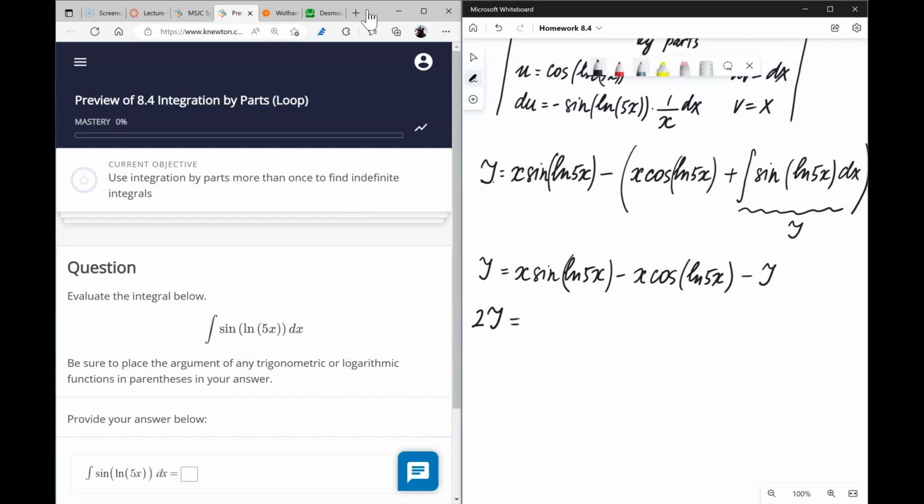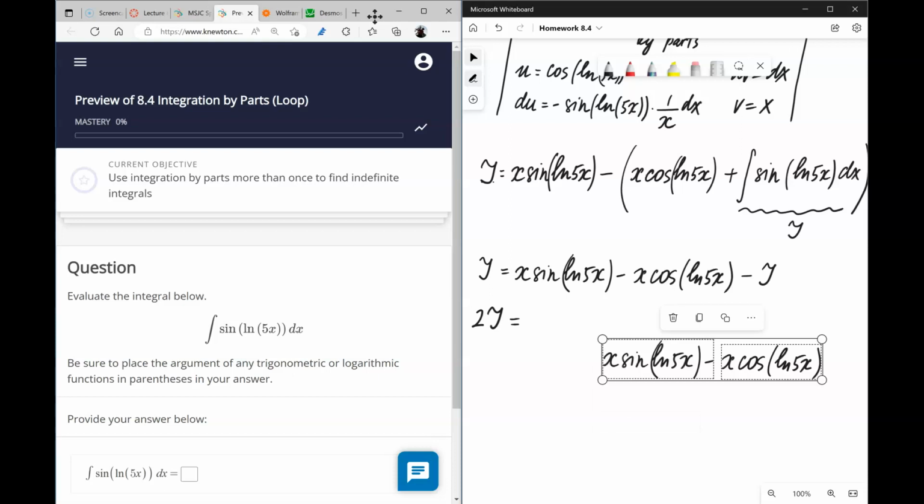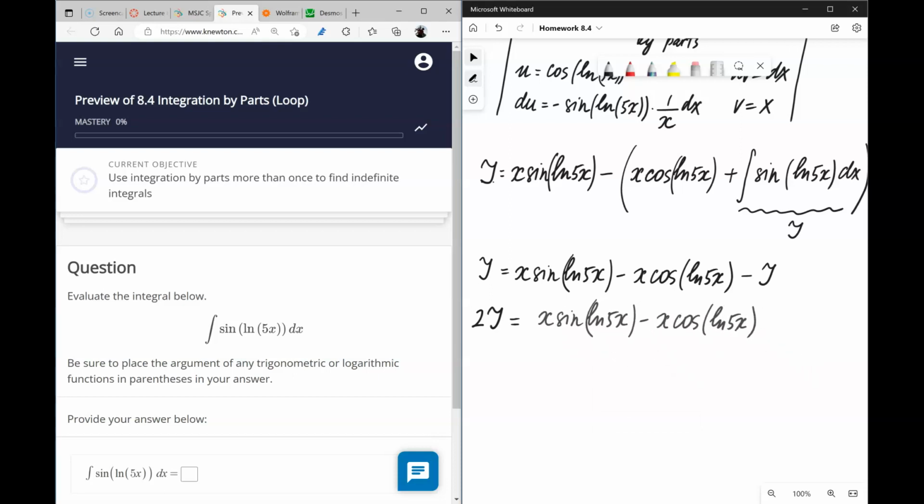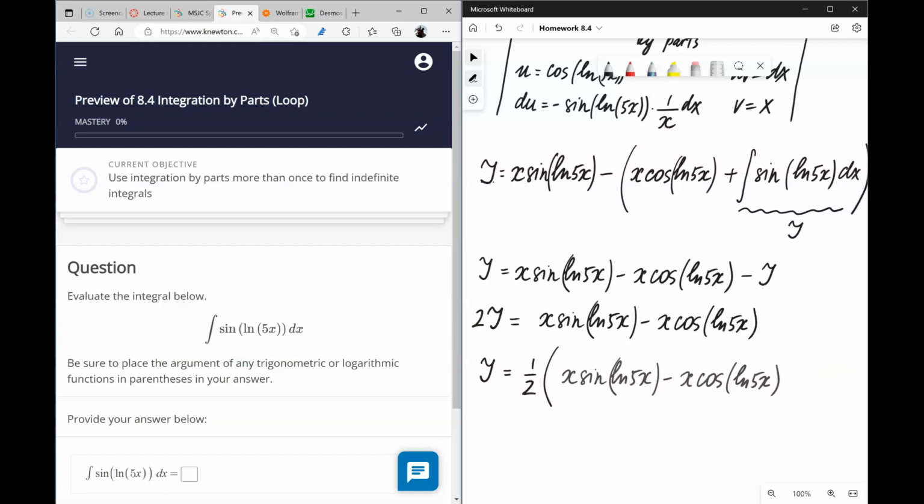And I may try to use the power of the whiteboard and technology. So copy. And let's see. And yep, that's amazing. And now I'm going to divide both sides by 2. And that's my final answer. Just let's not forget to add C right over there.